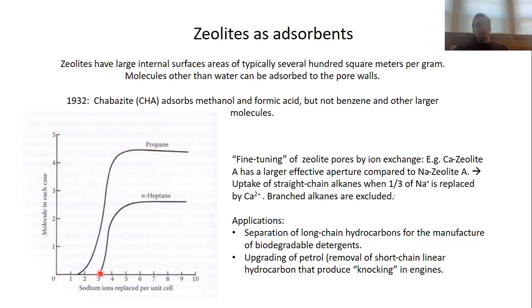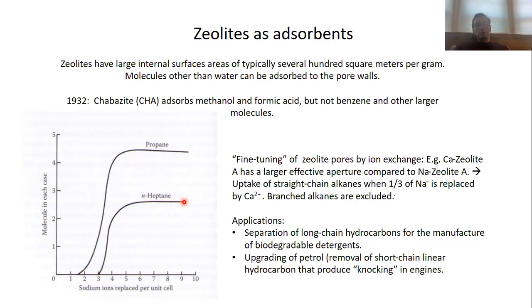But when you continue to exchange sodium by calcium, then you free even more pore space. And when you have about 3 sodium ions in a unit cell, then also the uptake of heptane is allowed. So if you wanted to separate propane from heptane, well, you would choose your sodium content, or the number of replaced sodium ions, probably of around 2, because then propane is allowed to go into the pores while heptane is not allowed to go into the pores.